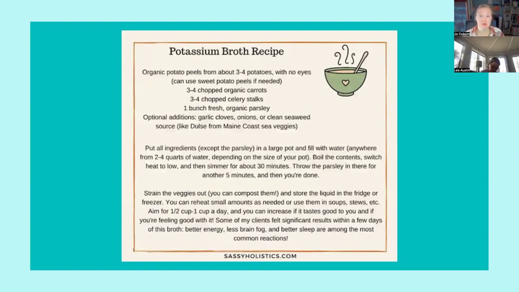If you haven't used herbal infusions before, that should probably be one of the very next things I share with you. But this is the potassium broth recipe she has. You put all the ingredients in a pot, fill it with water, simmer it for about half an hour, and then throw the parsley in. You can strain out the veggies and store the liquid in the fridge or freezer. You can aim for half a cup to a cup a day. If somebody needs potassium support, this is a really great way to get it.